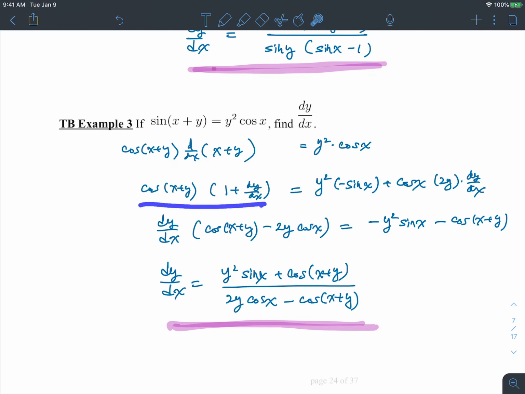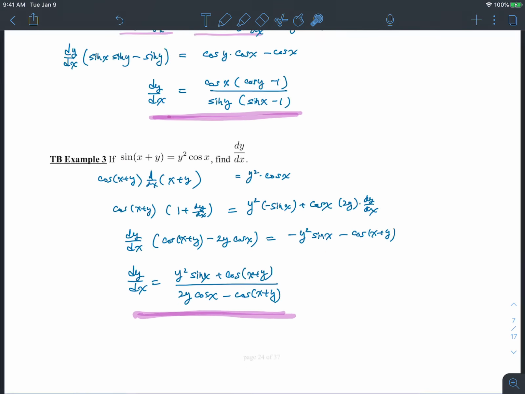Anyways, you distribute this out. I'm putting all the dy/dx on this side and cosine of xy on this side. When you do, this is what we get. They're both negative, and I don't like to have negatives if I don't have to, so I just swap them. So we negate both sides, solve for it, there you go. All right, guys?